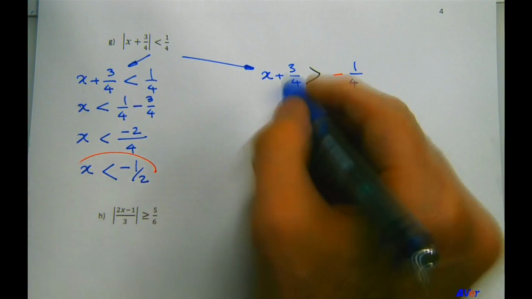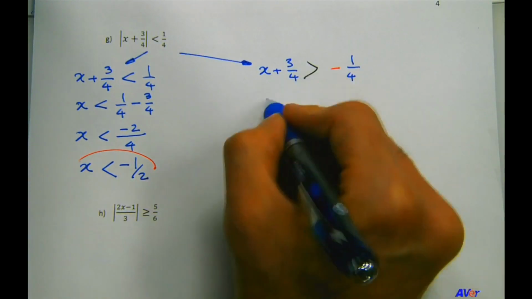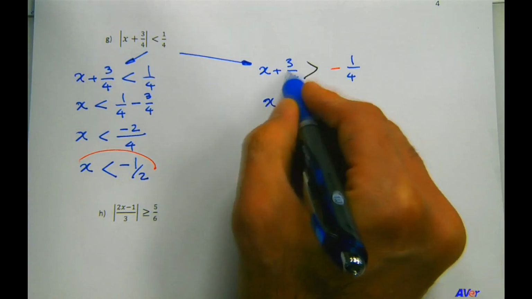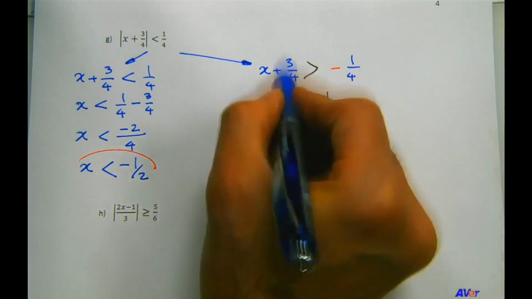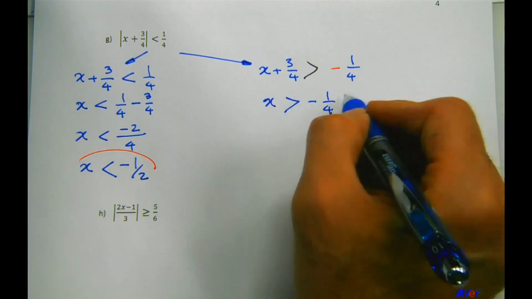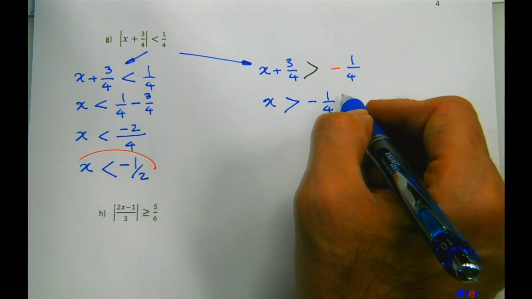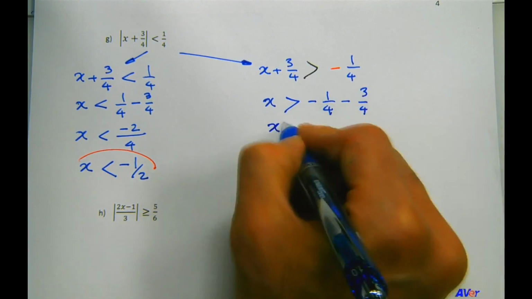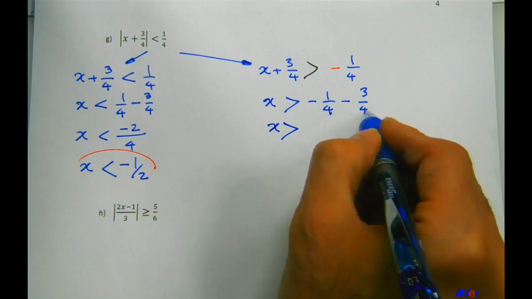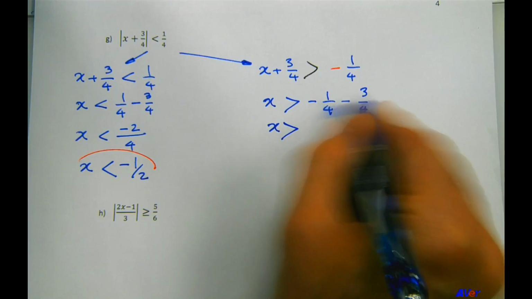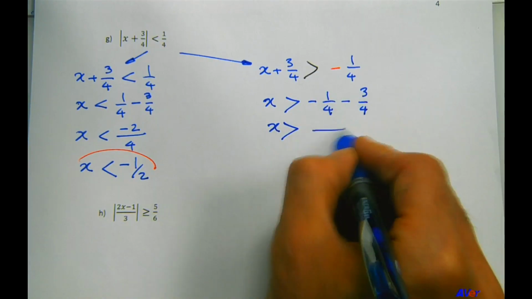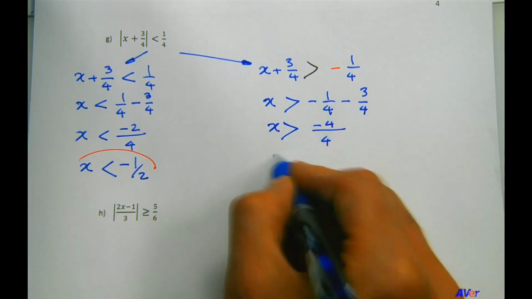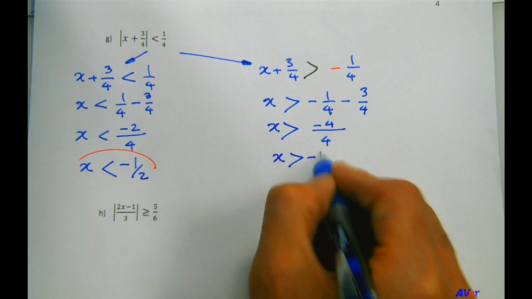What's the other solution? The other solution comes from this. x greater than negative 1/4. Move the 3/4 to the other side. It was positive on the left. When it moves to the right side, it becomes negative, right? Minus 3/4. So we get x greater than, we have a common denominator, so we can subtract the numerators. Minus 1, minus 3, so minus 4, and that is negative 1, right?